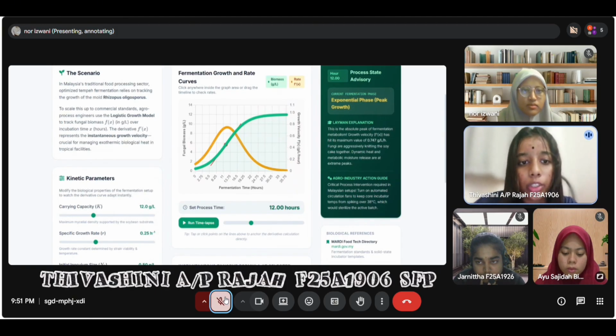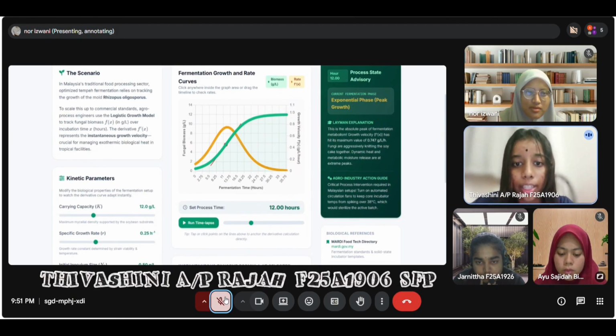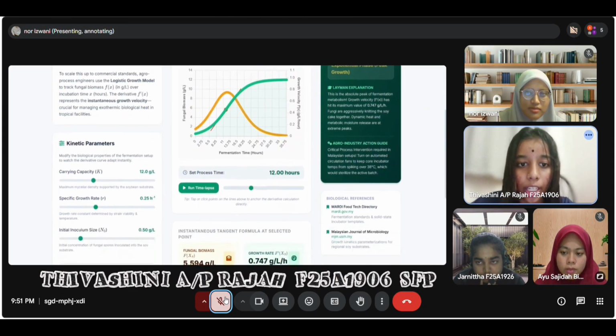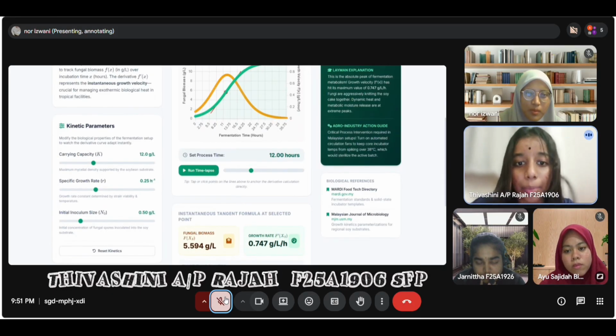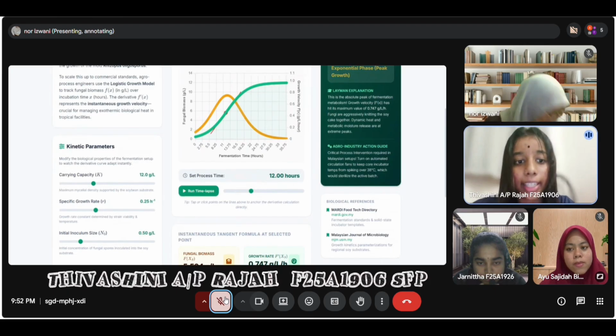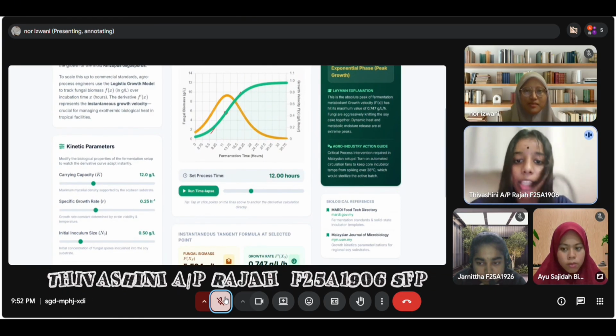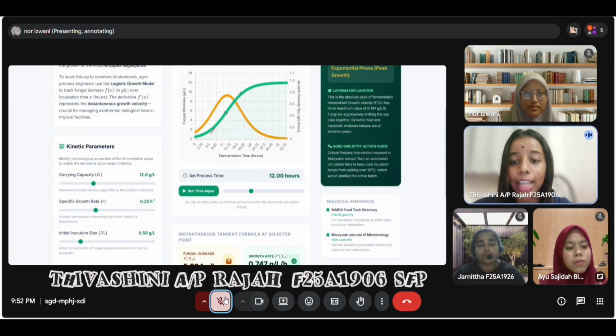Another important feature of the project is the interactive simulator. Users can change parameters such as the carrying capacity, growth rate, and initial inoculum size. After changing the values, the graph updates automatically. The system also displays the biomass growth curve, derivative curve, tangent line equation, and process state advisory message. This makes the learning process more visual, interactive, and easier to understand.